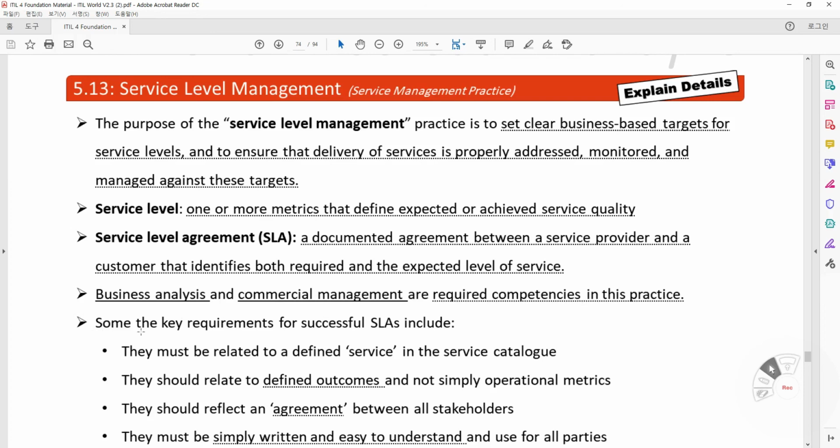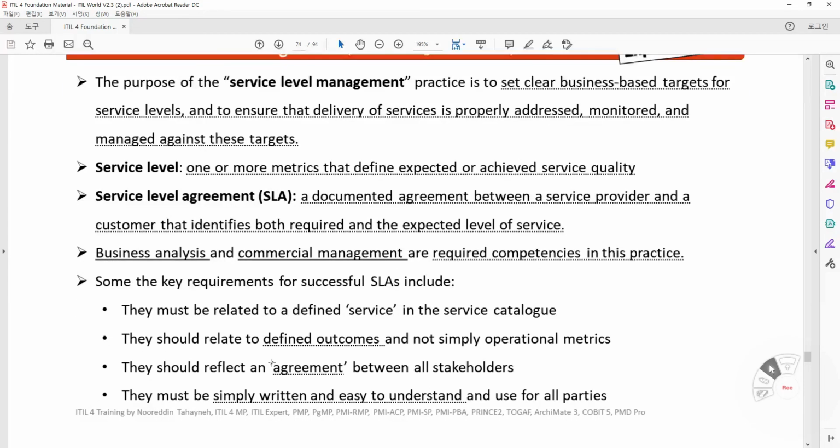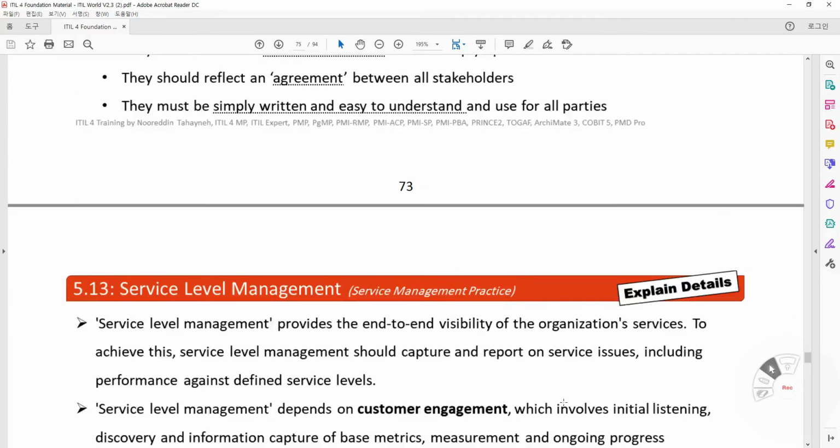Some of the key requirements for a successful SLA include: they must be related to a defined service in the service catalog. They should be related to defined outcomes and not simply operational metrics. They should reflect agreement between all stakeholders. They must be simply written and easy to understand and use for all parties.